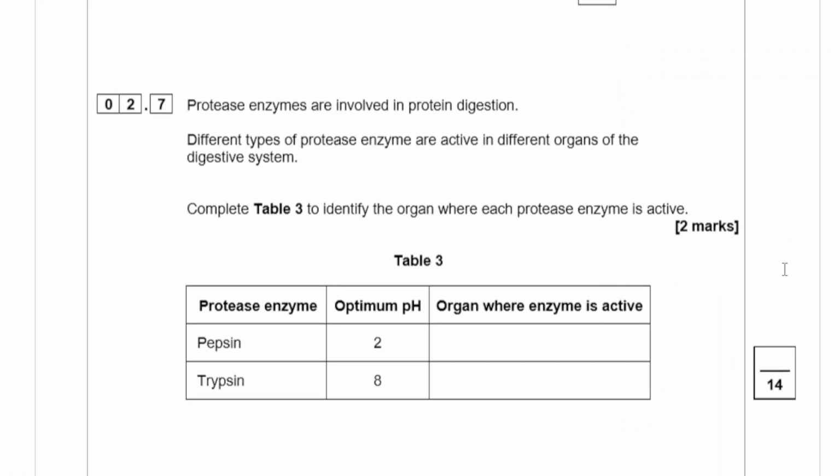Protease enzymes are involved in protein digestion. Different types of protease enzymes are active in different organs of the digestive system. Complete table 3 to identify the organ where each protease enzyme is active. So pepsin is a type of protease enzyme which is present in the stomach.